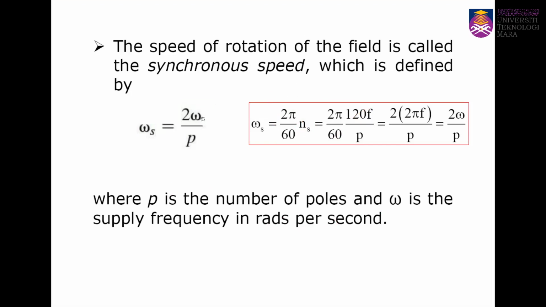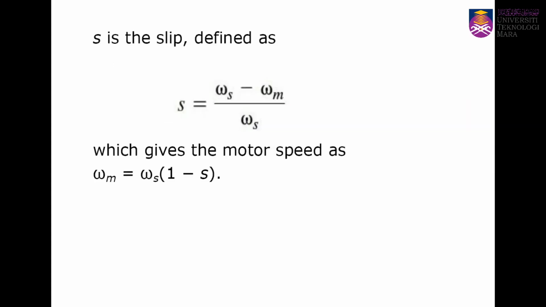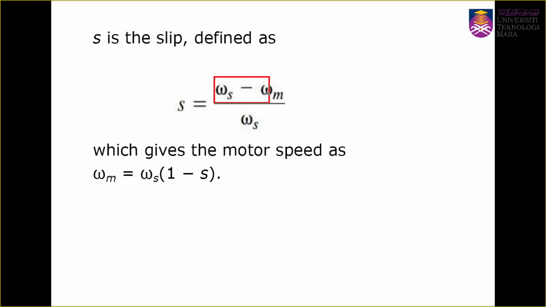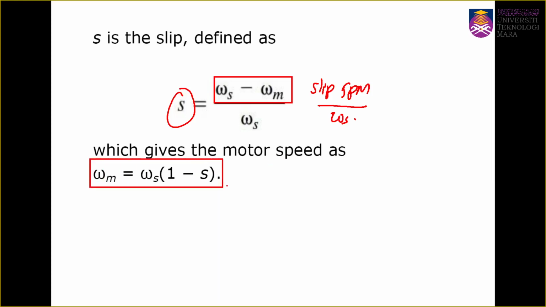Okay. So that is the first parameter that we need to understand, the synchronous speed. The slip is the ratio of the slip speed. This is the slip RPM: omega s minus omega m. So slip is the slip RPM divided by the synchronous speed. It gives the motor speed, so you can calculate omega m from omega s, or in terms of n, you can also have nm equals ns times 1 minus s.